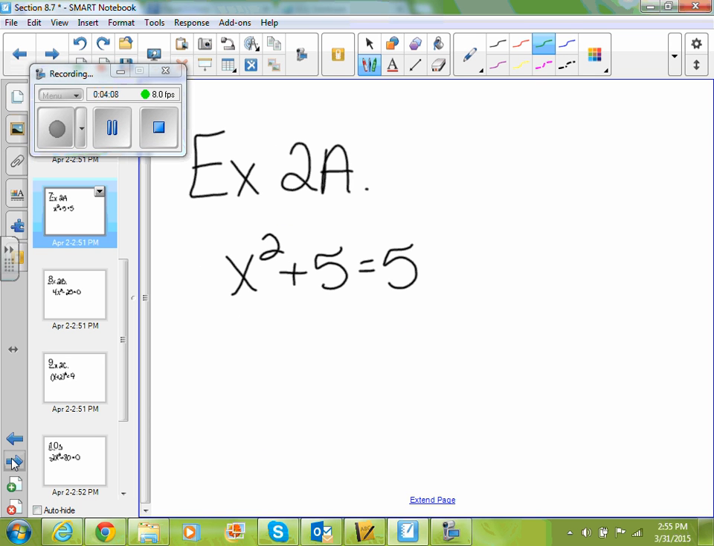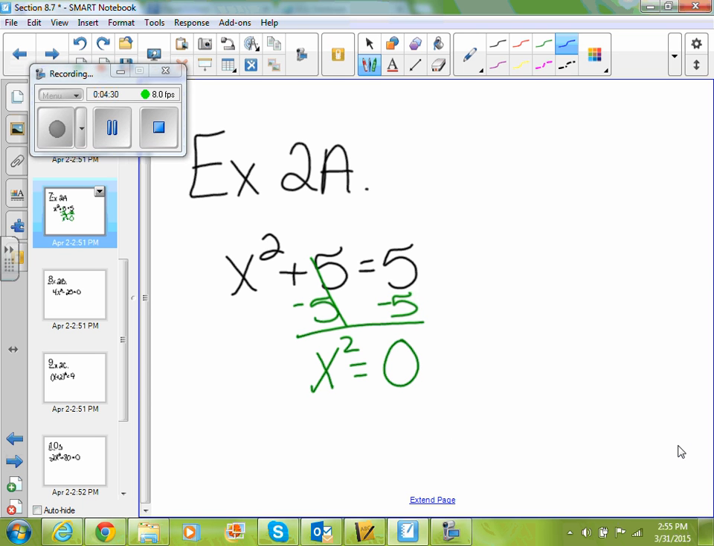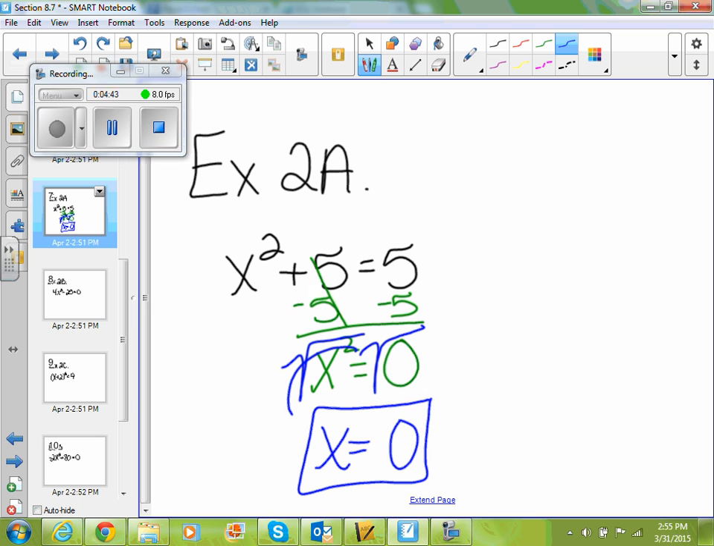Alright, so if I look at example 2a, x squared plus 5 equals 5. I need to get the x squared by itself. So what do I need to get rid of? The 5, so I need to subtract the 5. Okay, what's 5 minus 5? 0. Okay, and how do I get rid of the squared? Take the square root. What's the square root of 0? How many solutions am I supposed to have? 1. Very good. Whenever it's 0, you only have 1 solution. So it's just x equals 0.